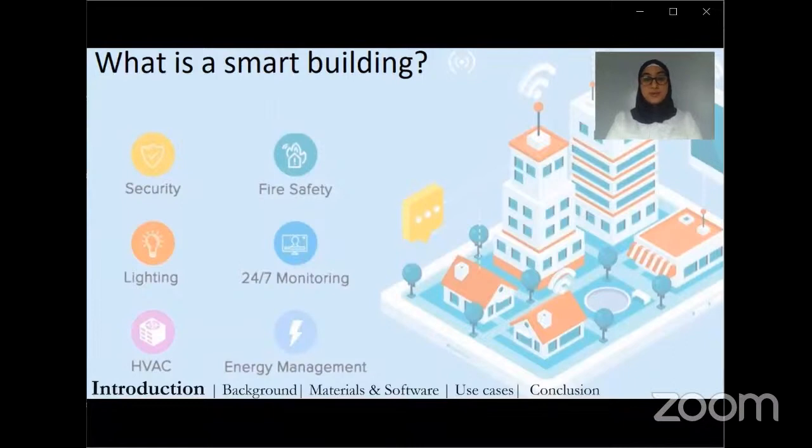It is a building that uses technology to share information about what is going on in the building between systems so as to optimize the building's performance. This information is then used to automate various processes such as security, fire safety, lighting, 24 hours per 7 days monitoring, and HVAC, which stands for heating, ventilation, and air conditioning.